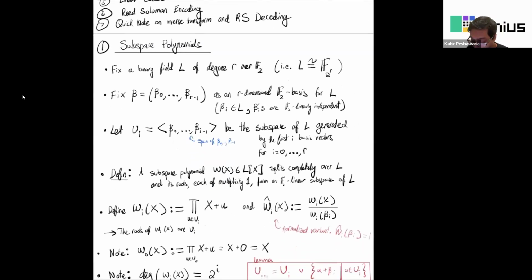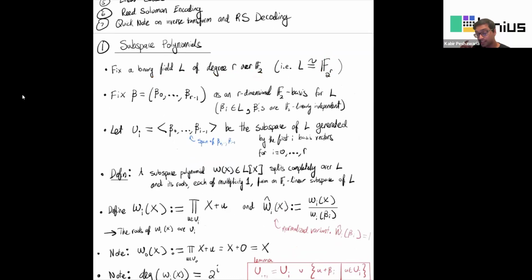So we're going to fix a binary field L of degree R over F2. That means that L is isomorphic to F2 to the R. All finite fields of the same cardinality are isomorphic. I'm throwing words at you because maybe you'll absorb some of them. Okay, L is a binary field of degree R over F2.